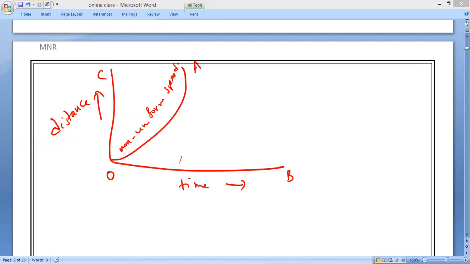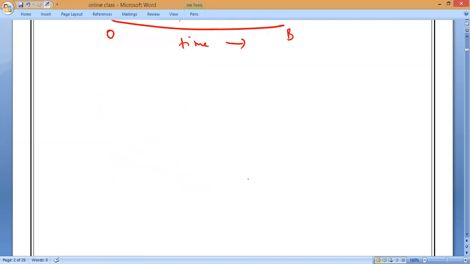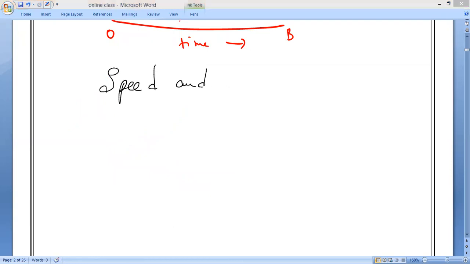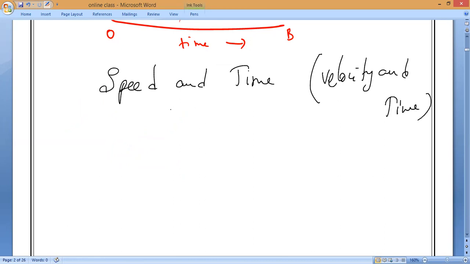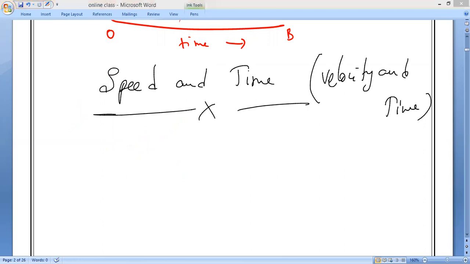What is the next one? Speed, sir. Not velocity, Hari. What I am saying now, not velocity. Speed and time graph. Also we can say velocity and time graph. Whatever it is, you can remember. Okay. So speed and time graph.